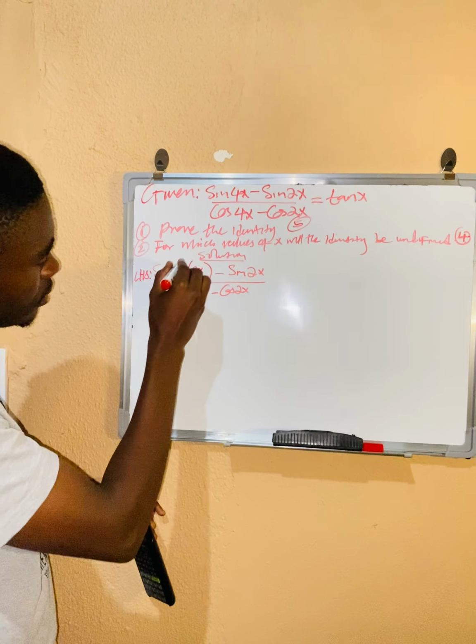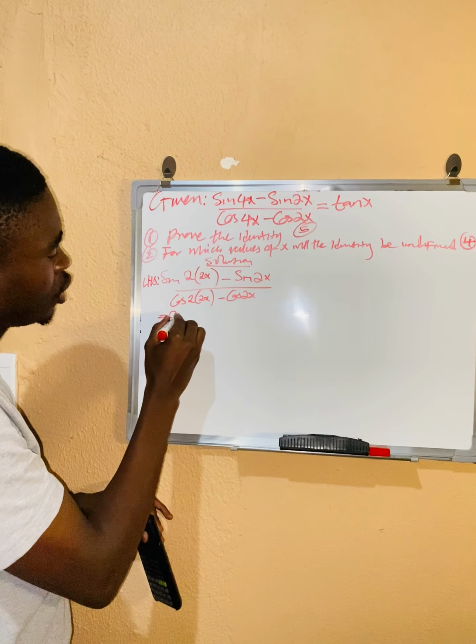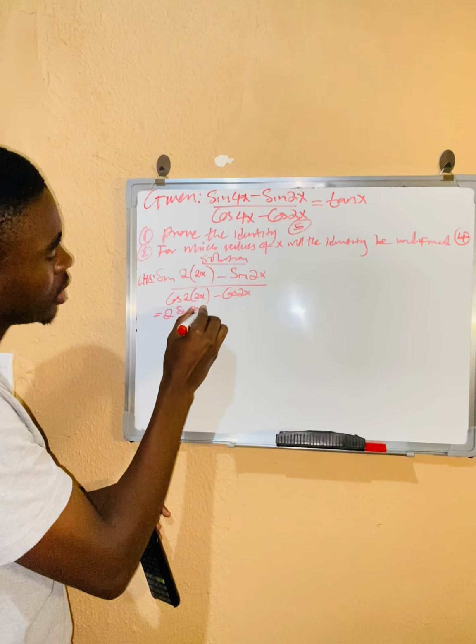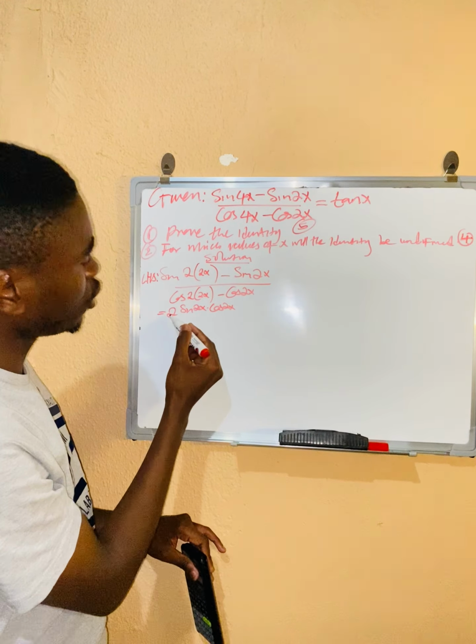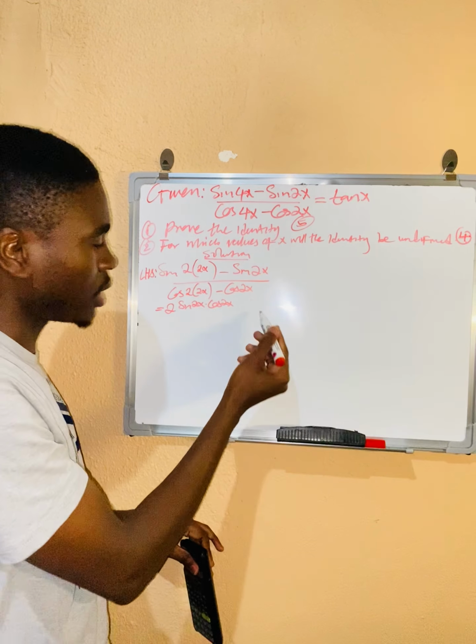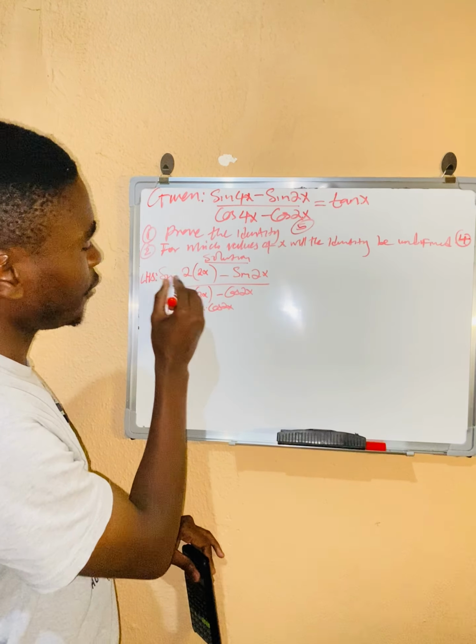Now we're going to have 2 sine 2x multiplied by cos 2x, because our double angle is going to be 2 here and our angle here is 2x. So this is the double angle for sine. Now we're going to subtract sine 2x. Because these are the same, there is no need for us to change this one to a double angle of sine. Now we want to make sure we have 2x here so that we can take out the common factor.